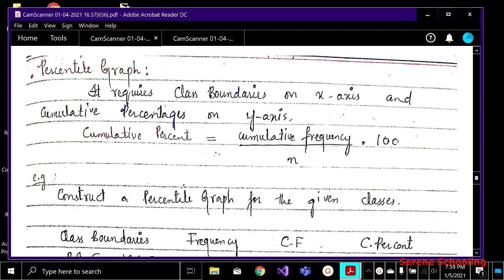Today we will start the percentile graphs. Previously we have discussed everything about percentiles, that is percentile ranks, values, all of that stuff. Okay, so today you will see how to make its graph.